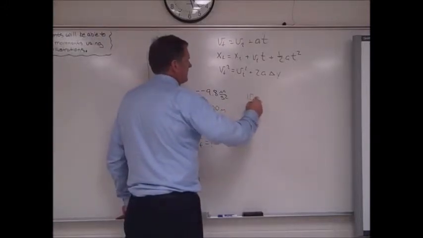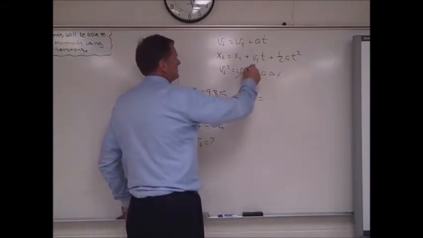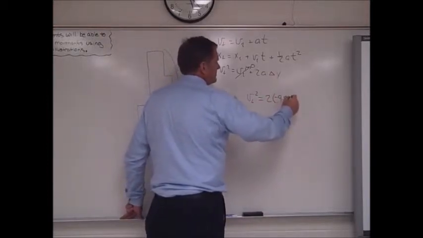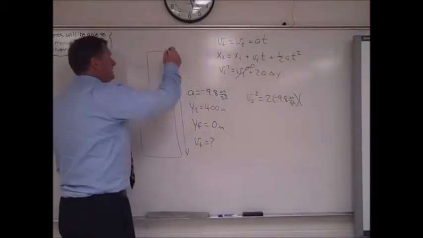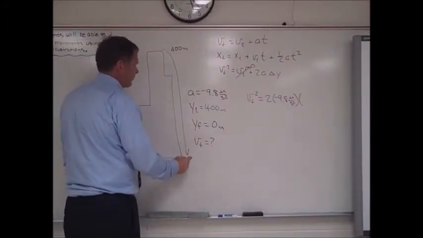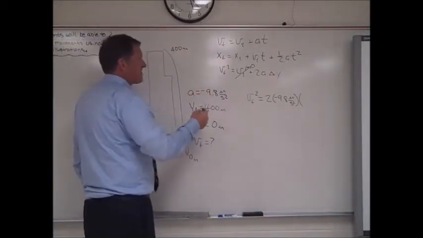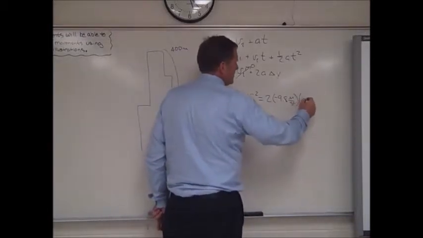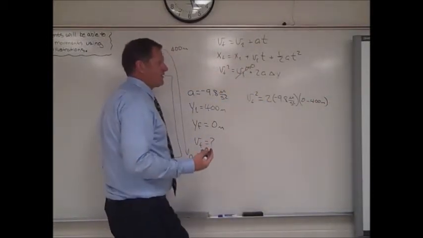So velocity final squared is equal to velocity initial, which is 0, times 2, negative 9.8 meters per second squared, times, now again, this is my position, 400 meters, and this is my final position, 0 meters, and it's 400 meters tall, then you have to do y final minus y initial. So the final is 0 minus 400 meters.